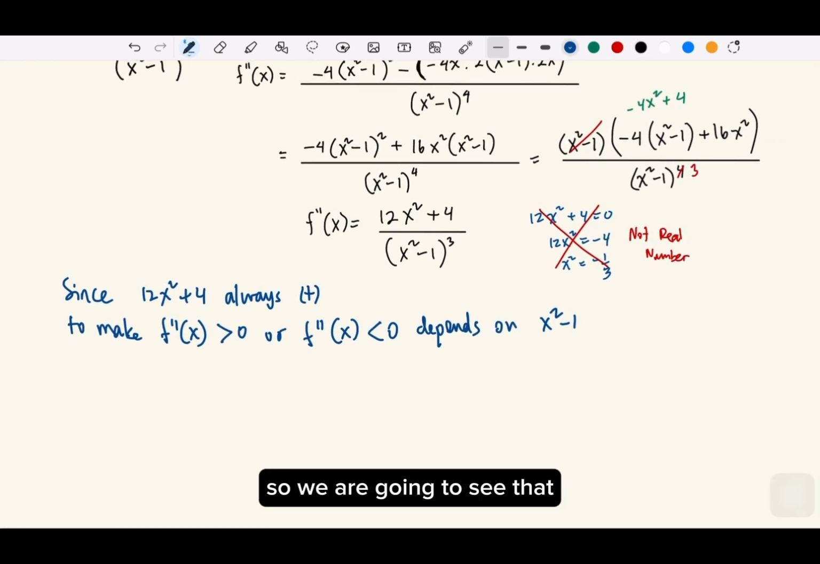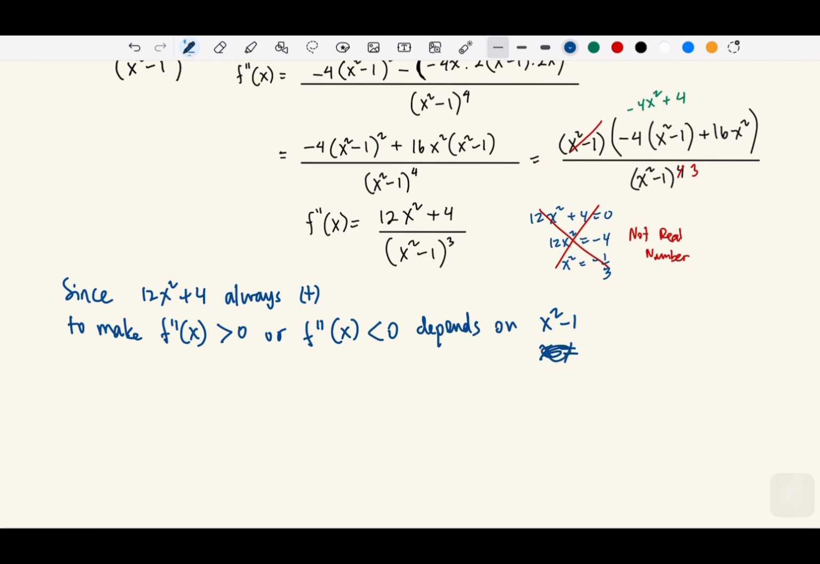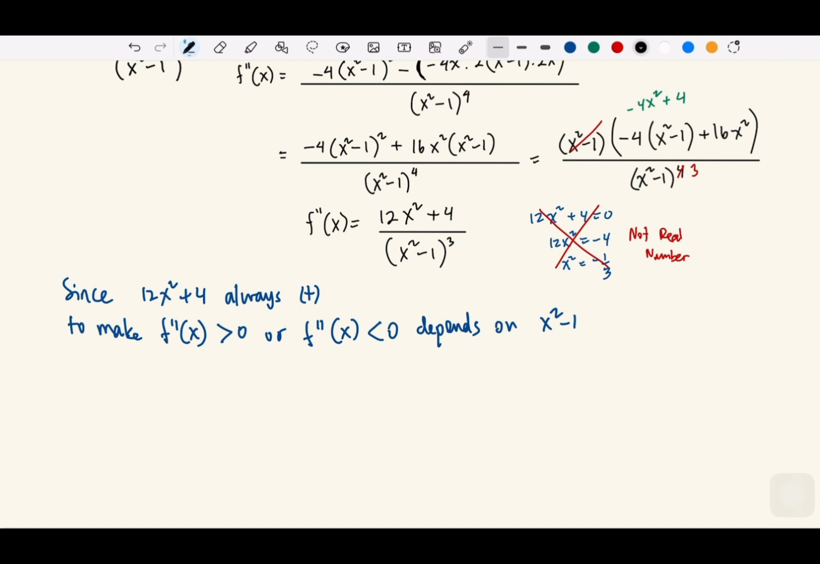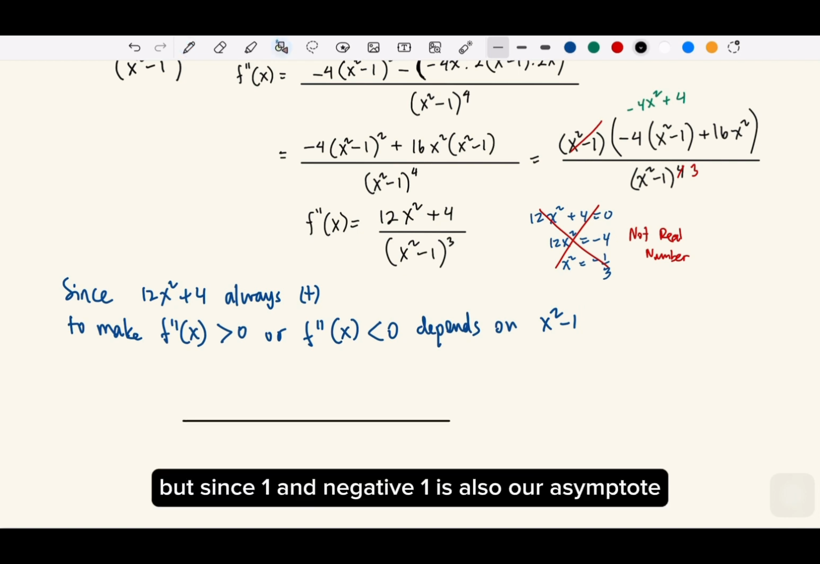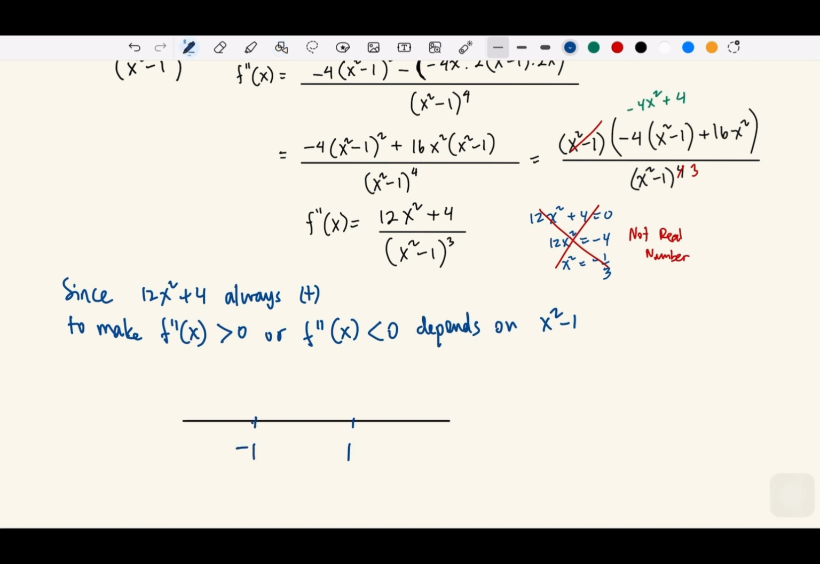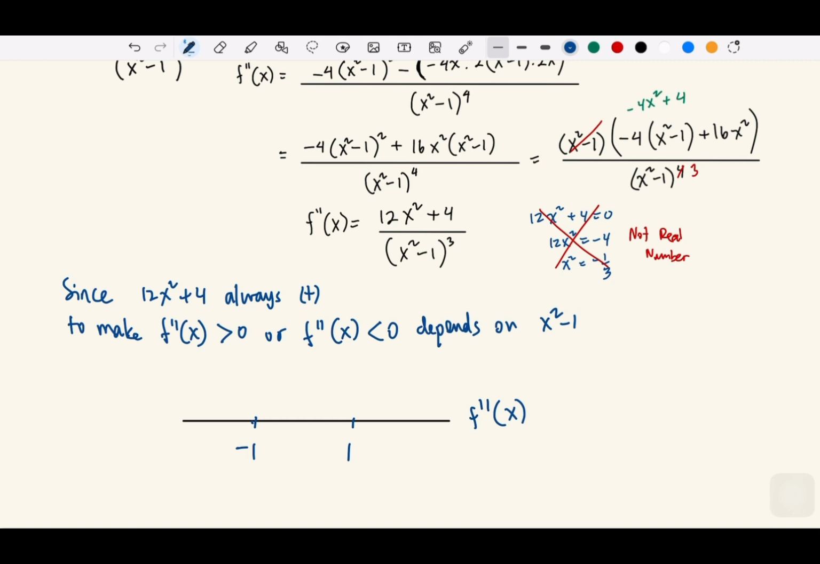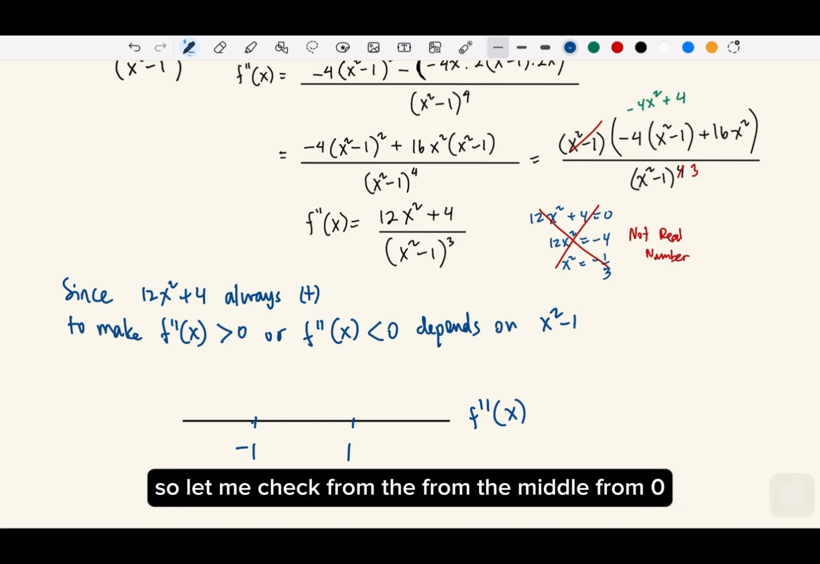So we are going to see that at least x will depend on 1 and -1. But since 1 and -1 are also our asymptotes, we're going to check the intervals as well. So check the intervals from -1 and 1. Okay, so check for the f prime. Maybe check from the middle.